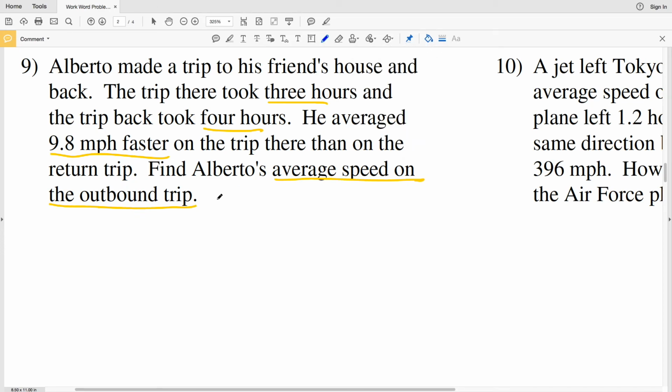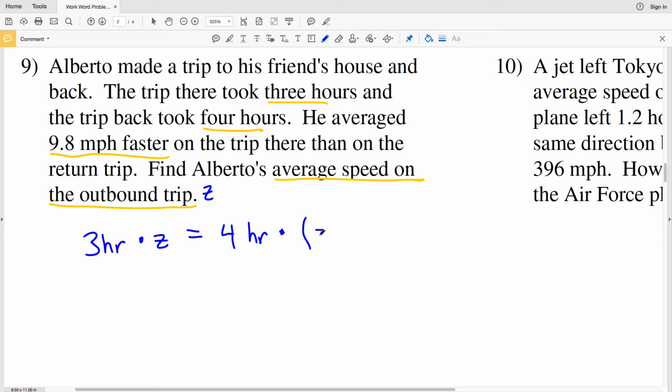That's going to be what our variable represents. So let's make this variable z. So his outbound trip took 3 hours, since outbound also means the trip there, so going there. And we're going to multiply that by z, because that's going to be Alberto's average speed. That's equal to the time it took to get the trip back, which is 4 hours, times the average speed of that trip. And he averaged 9.8 miles per hour faster on the trip there.